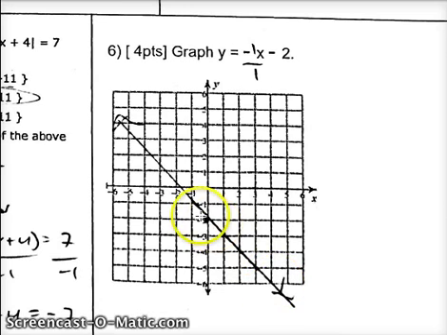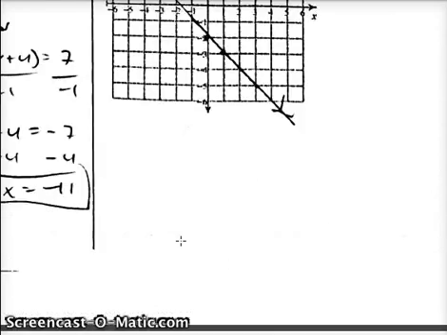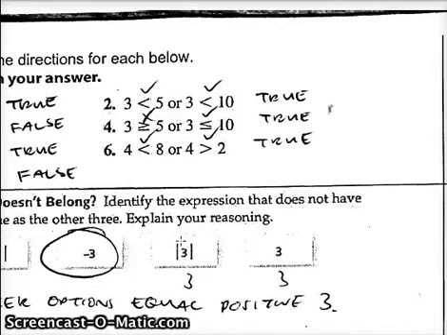If you can get the slope correct, meaning it's negative, then I give you 3 points out of 4. If you just put a dot there at negative 2, I give you 2 points out of 4. Question number 7 on the back side.